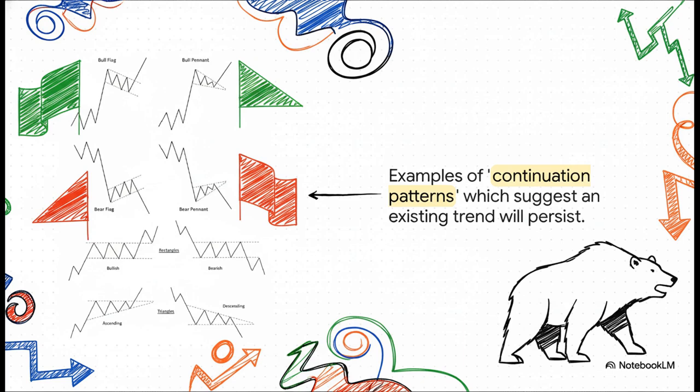And trust me, technicians have a whole vocabulary of patterns they look for, things with names like flags, pennants, triangles. Each one is supposed to represent a specific moment in market psychology. A bull flag, for instance, represents a brief pause. You know, the price shoots up, some sellers take a little profit, but the underlying buying pressure is still there, suggesting another move up is probably coming.